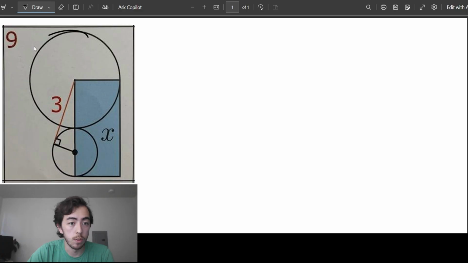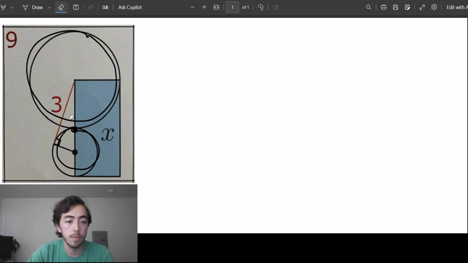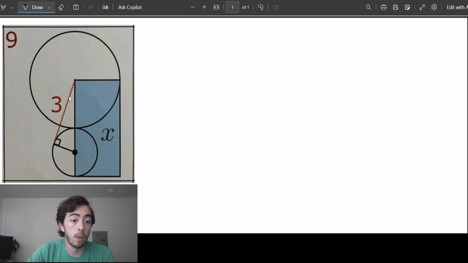And we have two circles. They seem tangent to each other, which just means that they touch at exactly one point. There is a right triangle that's formed right here. And it looks like the longer leg on that right triangle is a 3. And that's all we're given. So we'll see what we can do to answer this problem.